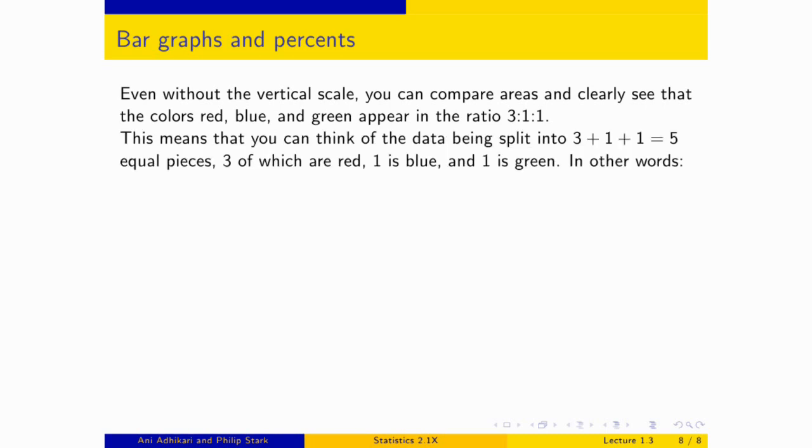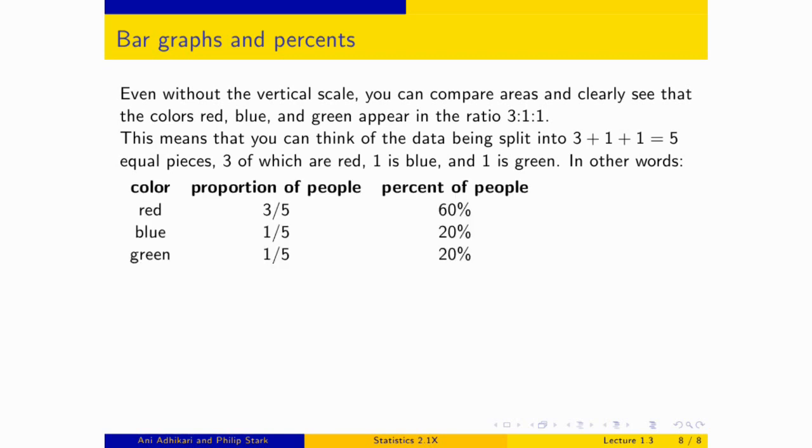And so you can think of the data being split into 5 equal pieces, 3 of which are red, 1 blue, 1 green. And in other words, you have this table. Colors are red, blue, and green as before, and now you know the proportion of people in each of the categories. And once you know the proportion, 3/5, 1/5, and 1/5, then equivalently you know the percents, 60%, 20%, 20%, and all of this without the vertical scale. You do not need the vertical scale to do this.